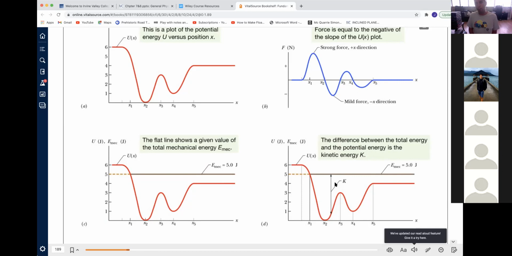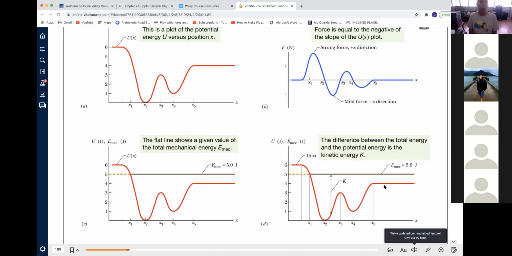So what they're showing here is that basically all the energy has to equal 5. So if the potential energy is 1, the kinetic energy is 4. When you get up to here, the kinetic energy is 0 because the potential energy is 5. Remember, they can share it. Here, when it gets to x5, it would have a potential energy of 4 joules and a kinetic energy of 1 joule. So it could escape.